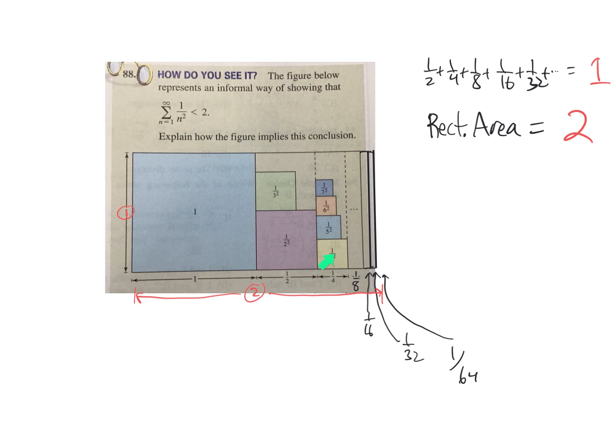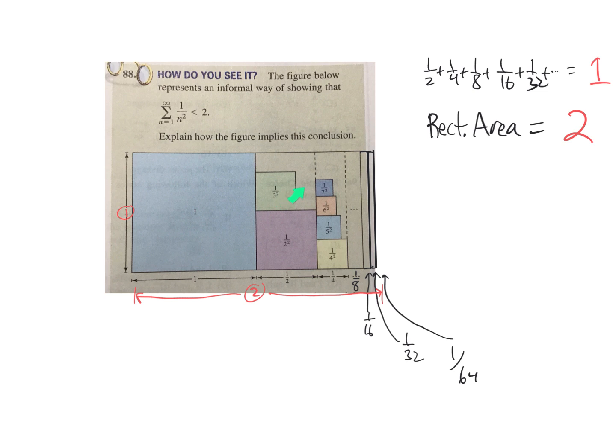Well, we know that when n is 5, 1 over 5 squared is smaller than 1 over 4 squared. 1 over 6 squared is smaller than 1 over 5 squared. 1 over 7 squared. And we stop here because the next width is 1/8. So we go all the way up to when n was 7, and then when n is 8, we have 1 over 8 squared.